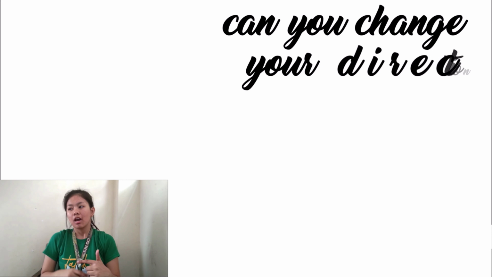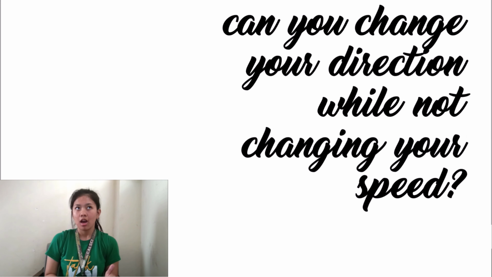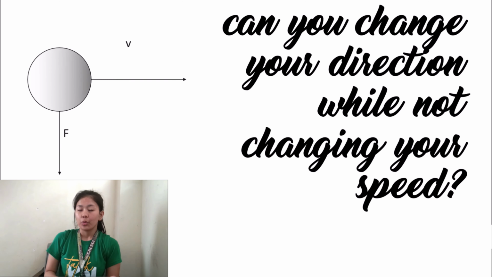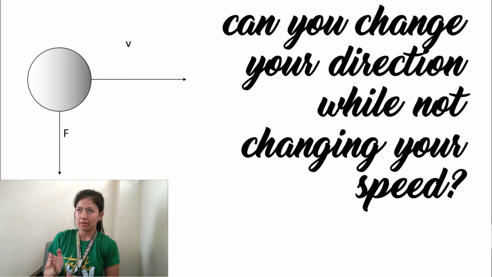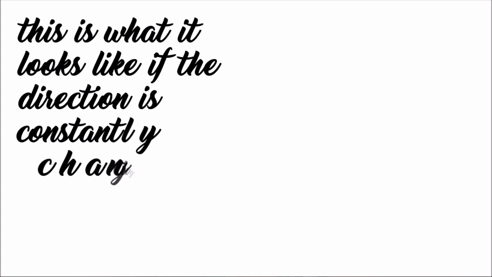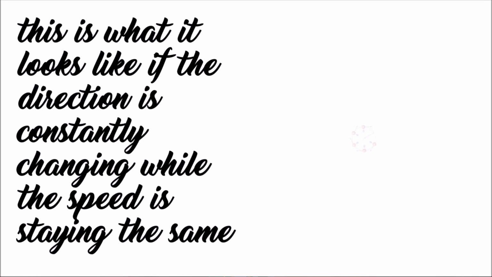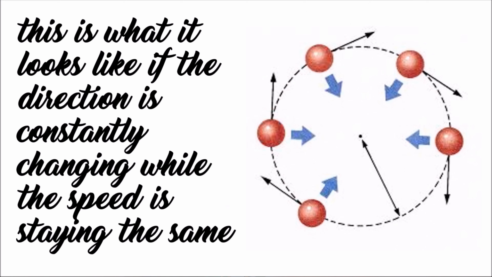Can you change the direction of an object moving in a circular path without changing its speed? Yes, you can. But what does it look like having a constant speed but in a different direction? This is what it looks like having a constant speed but changing direction.